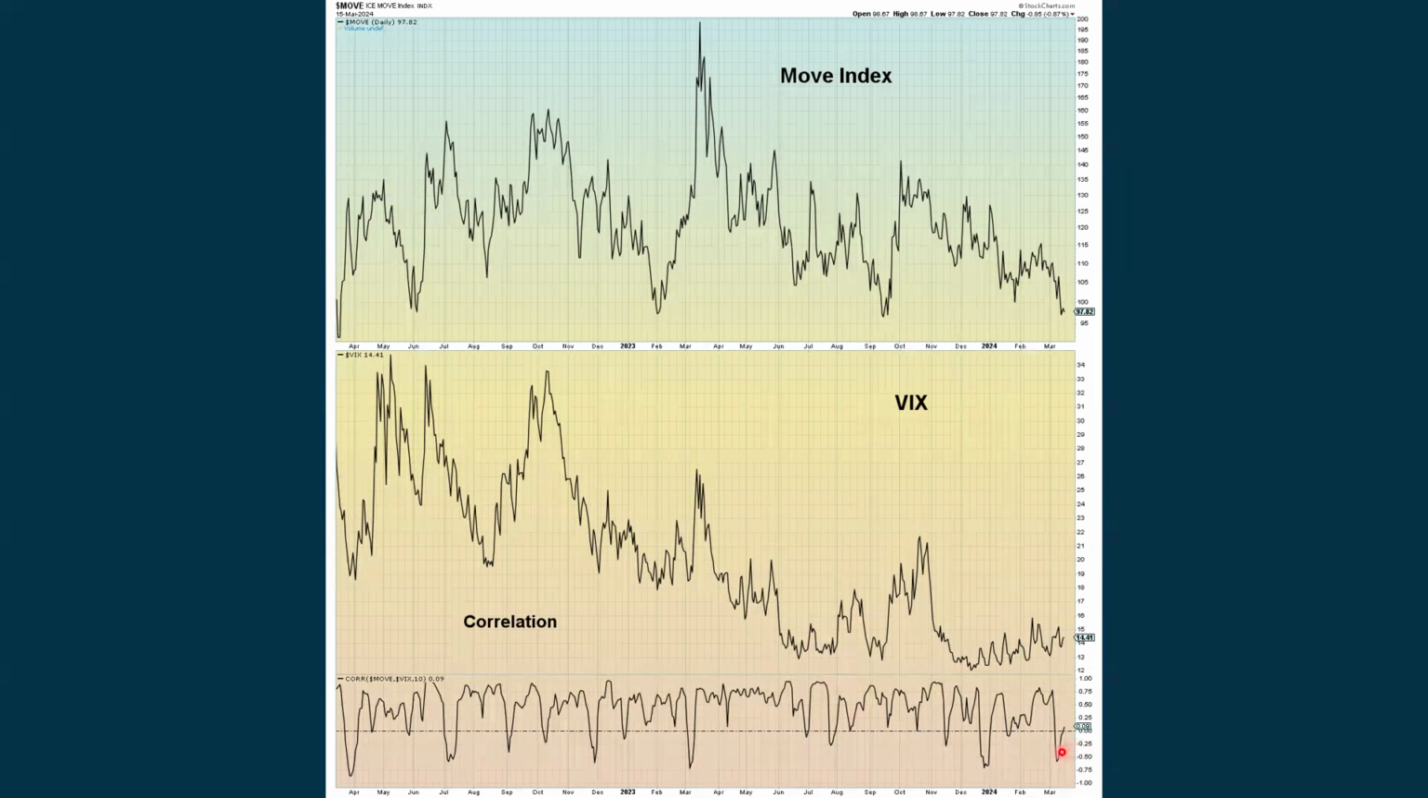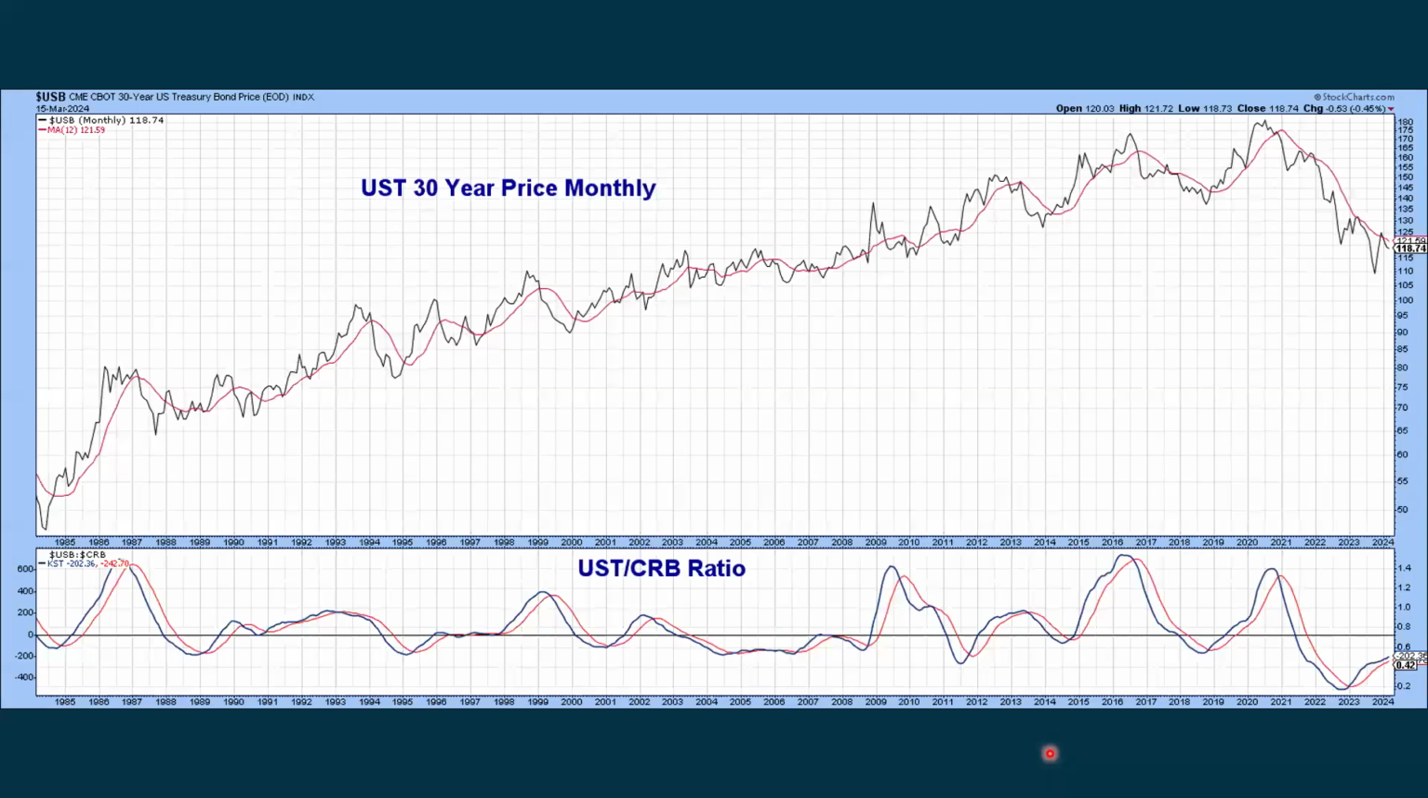Down on the bottom, we look at the correlation, and they're pretty much neutral right now. They're not going in the same or different directions. Here's a monthly chart of the price of the 30-year bond ETF, and it has been under pressure as interest rates have been going back up. We're below the red line and declining.